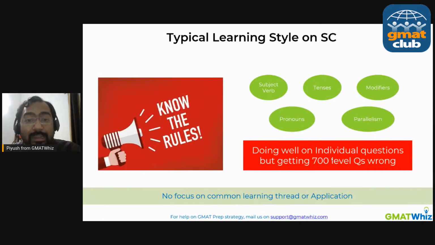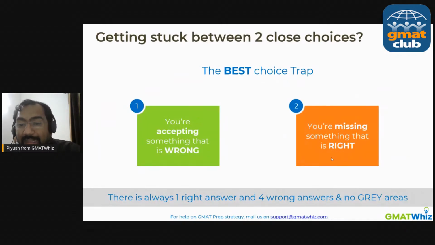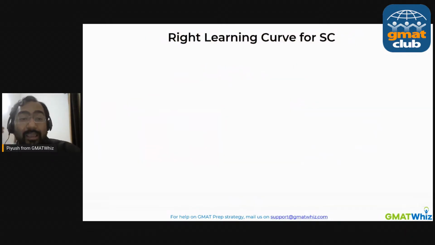You will always end up getting stuck between 2 choices, thinking, okay, basically this is the right answer, this is the wrong answer. You'll always be in that loop. So please make sure that when you're learning sentence correction, you always focus on the right method. In fact, for verbal, we recommend that for sentence correction, that overarching method, which is the meaning-based approach that we advocate, you should be focusing on that from day one, even before you go to the individual topics.